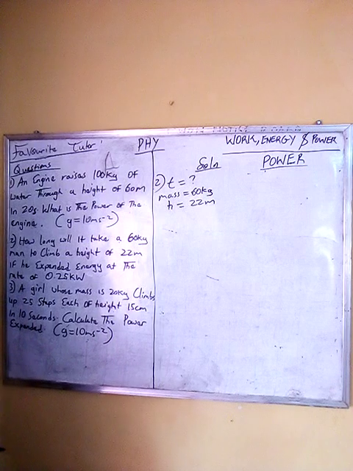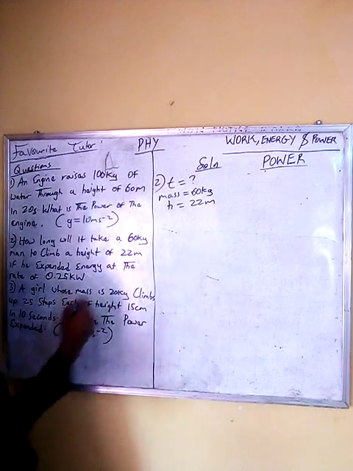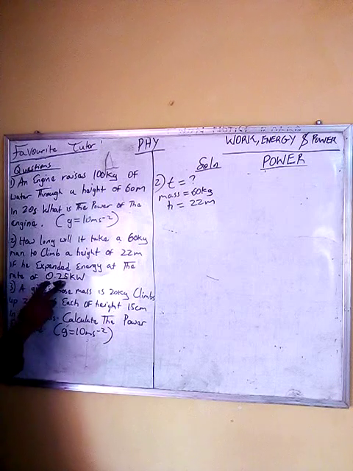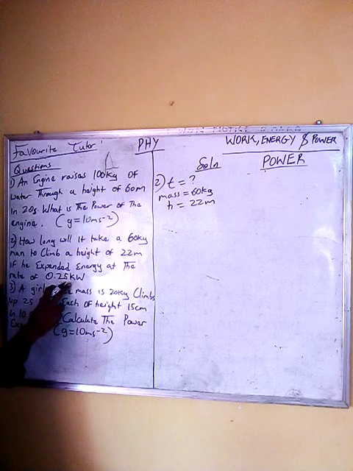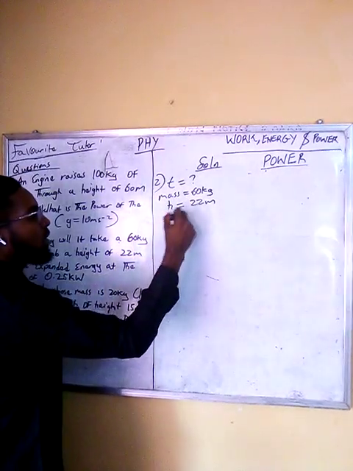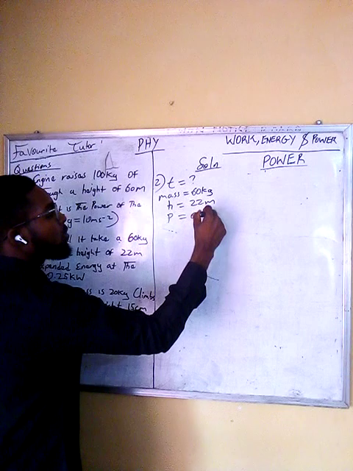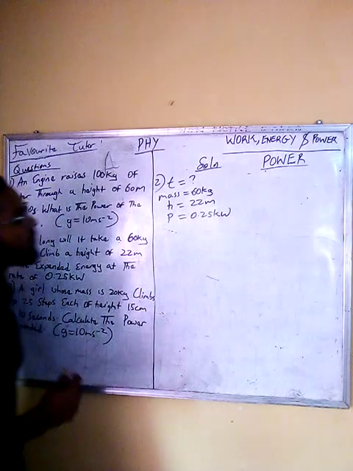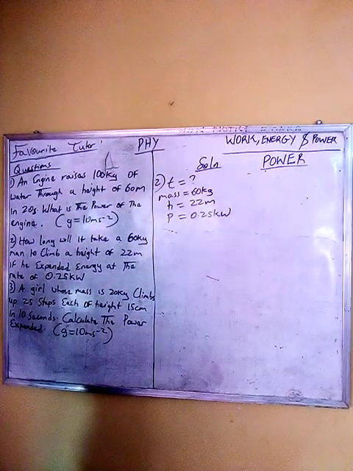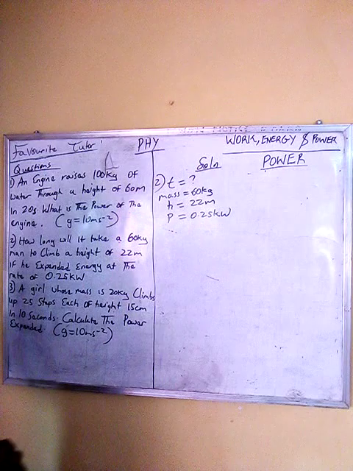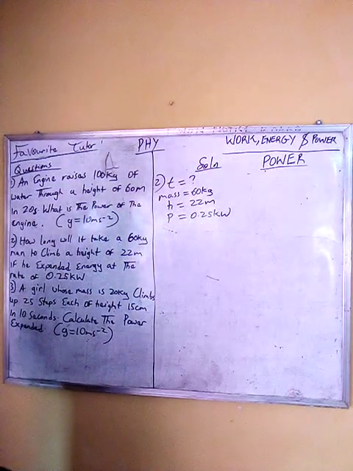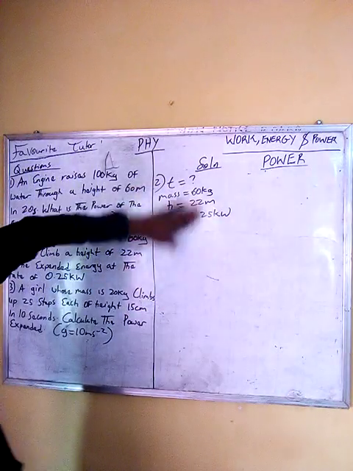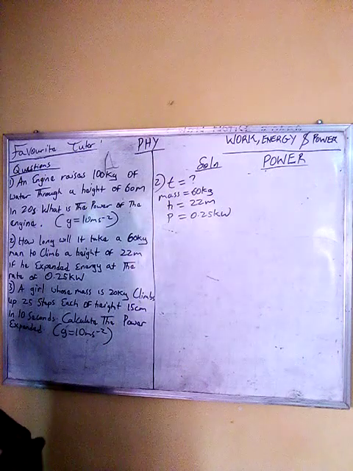If he expended energy at the rate of 0.25 kilowatts. This is for power, 0.25 kilowatts. So we are looking for time. But before we move further, let us check all these quantities. Are they in their respective units?